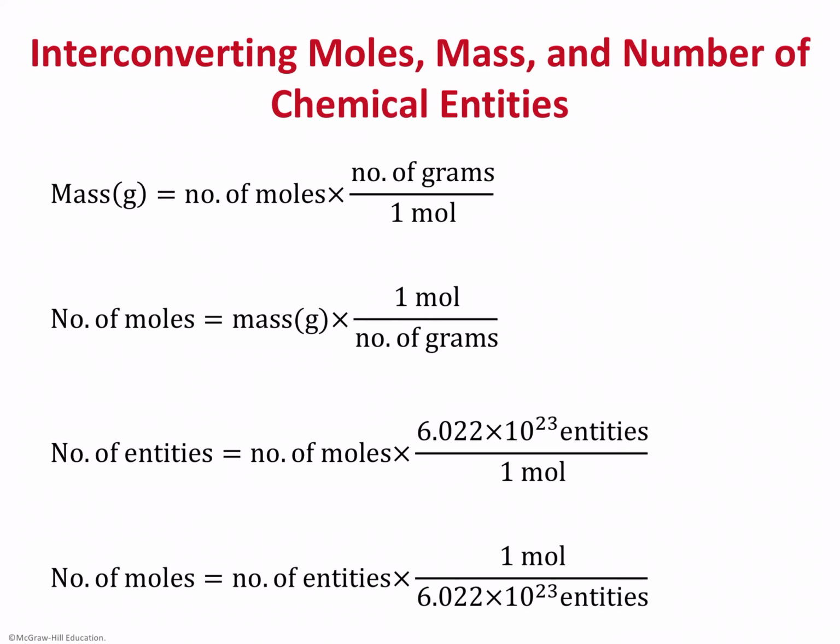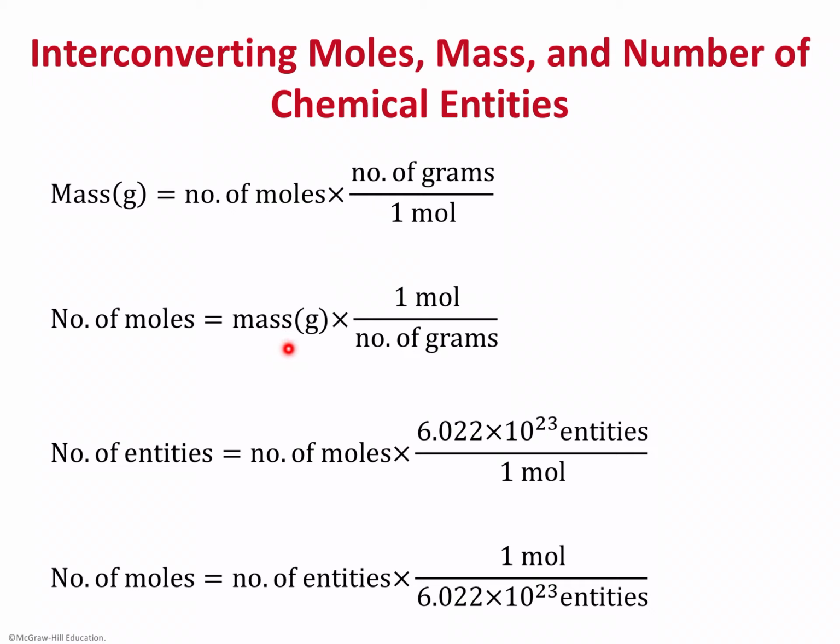Interconverting moles, mass and number of chemical entities. Now, this information is needed for us to do some of our calculations. If you want to find the mass of a compound and the number of moles is given, always write the number of moles given, and then use the molar mass, because the molar mass is grams per mole. So 1 mole has this many grams, which you find from your periodic table.